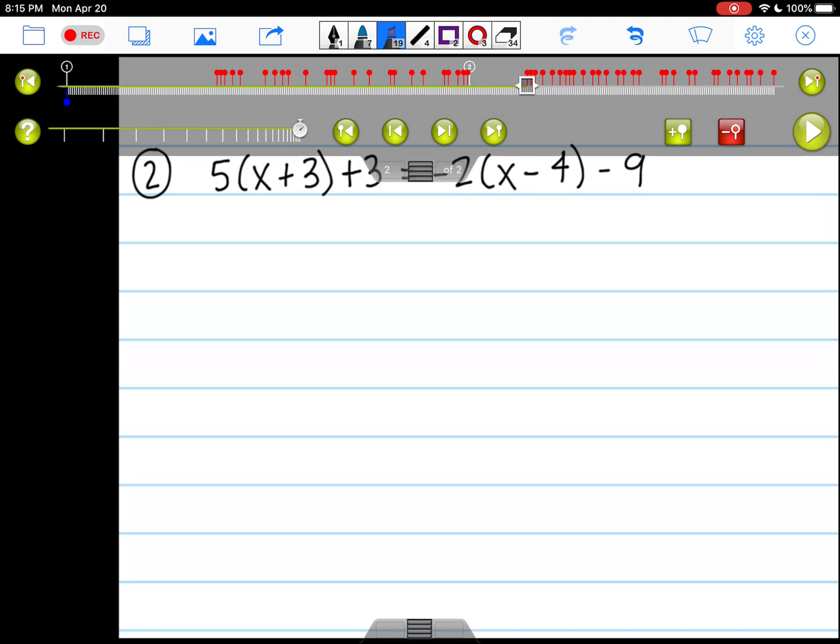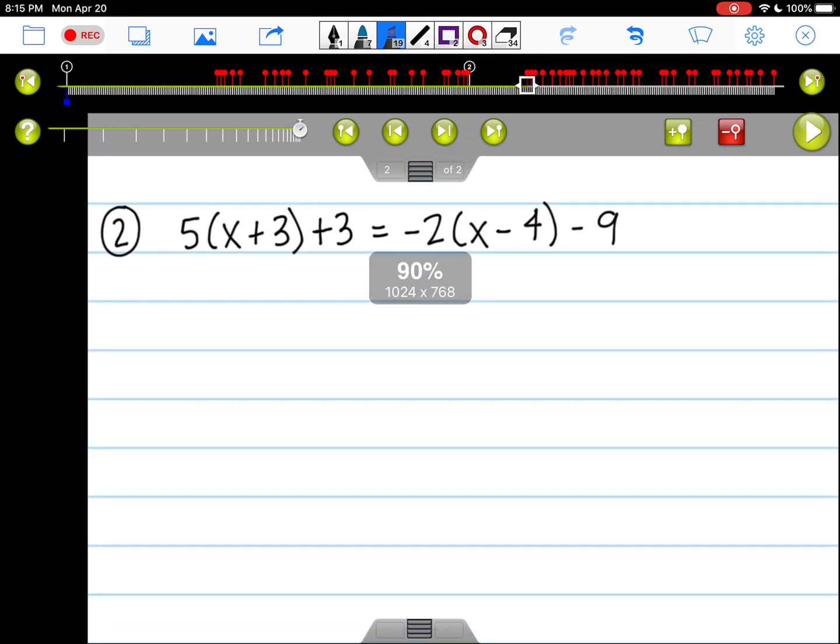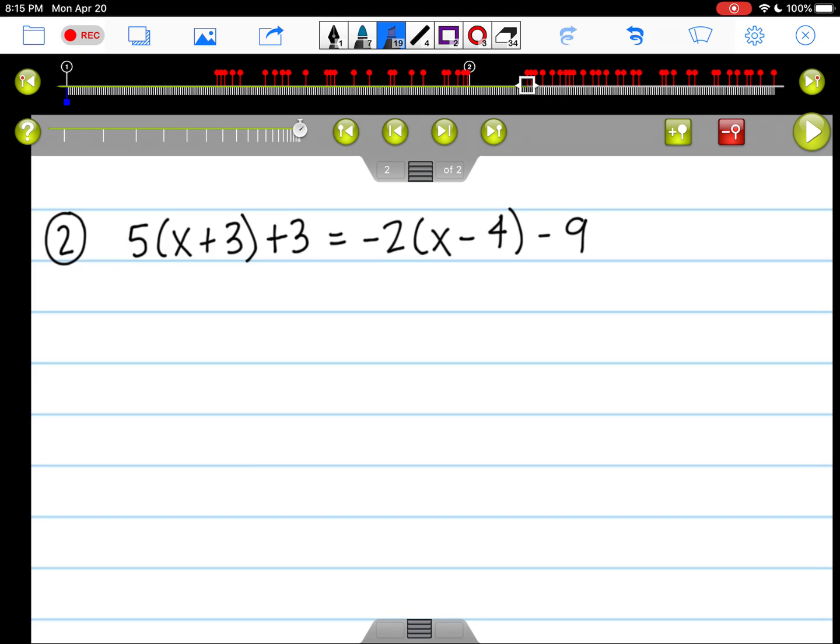Okay, so last one. This is similar to number 7, 8, and 9. So the first thing we're going to do on the left-hand side is distribute. If we can distribute, we always distribute first. So 5 times x is 5x, and 5 times 3 is 15. I'm going to bring down that plus 3 because I didn't touch it. Bring down that equal sign, which is like a barrier. We can't cross that yet.